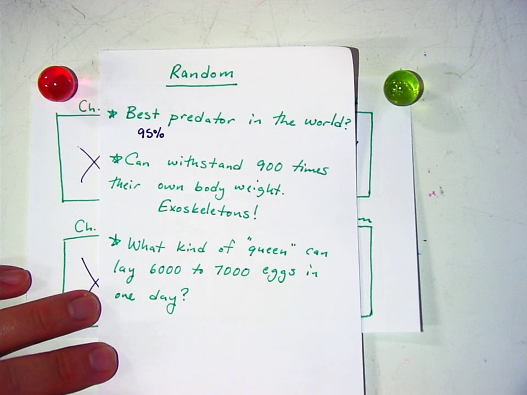And then the final question is what kind of queen, so that's a big hint, it's some sort of insect that has a queen, can lay 6,000 to 7,000 eggs in one day. Ugh. Okay.